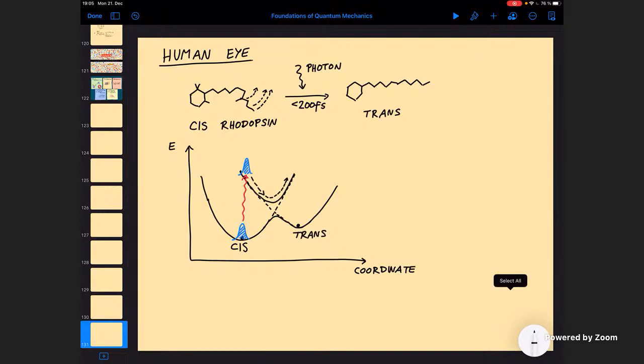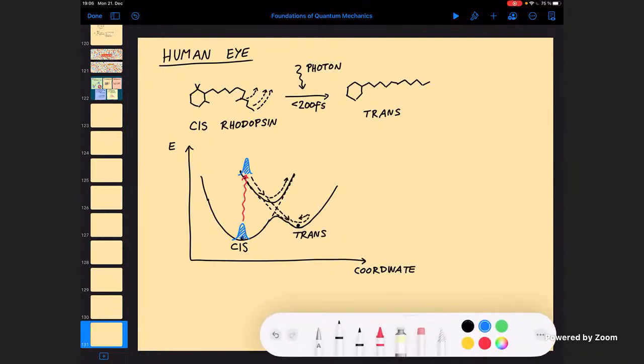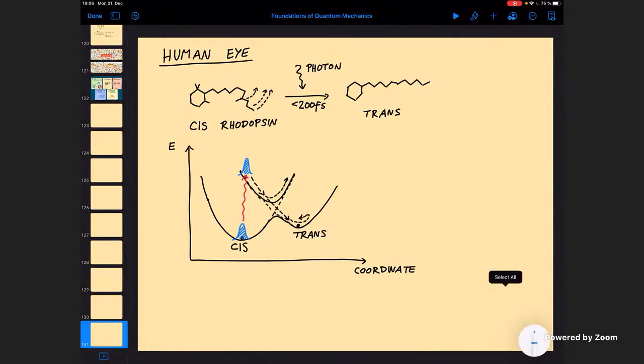But what can happen also is that it now couples to other, say, vibrations of this molecule, or maybe vibrations of the surrounding liquid or something like this. And if it does so, it can release some energy and make a transition where actually it goes into this lower energy surface. And then finally, maybe after a few more oscillations, it really settles down in this new equilibrium position.